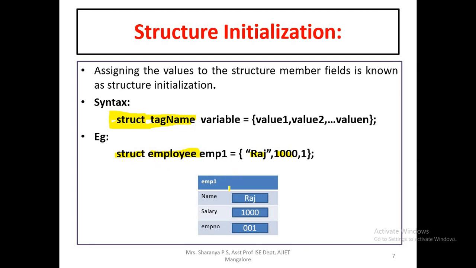Now, when we write like this, this is how it will be allocated in memory. That is, employee EMP 1 has 3 different structure members, that is name, salary and employee number. It will store or initialize the values given by the user. That is Raj, 1000 and 001. This is how it will be stored. So this is how we can define, declare and initialize a structure.